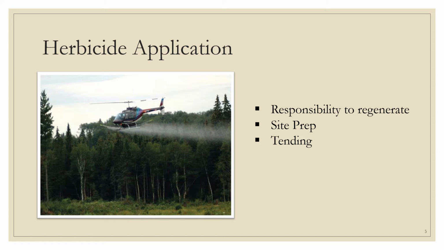There are two ways that herbicide is used to combat the competing vegetation. One is to spray a cut block before it is planted, which is called site prep, and the second is to spray a cut block after it has been planted and competing vegetation has overtaken the planted seedlings, which is called aerial tending. The herbicide commonly used is glyphosate, and it is usually applied as a fine mist released by a helicopter over the blocks that require treatment.